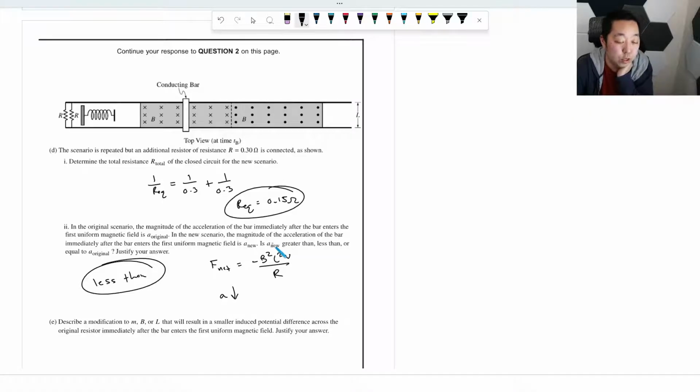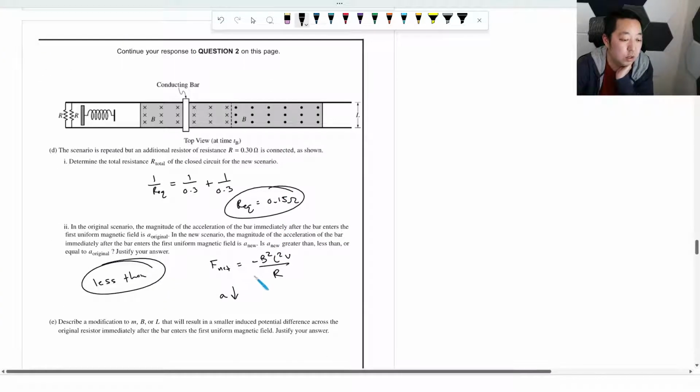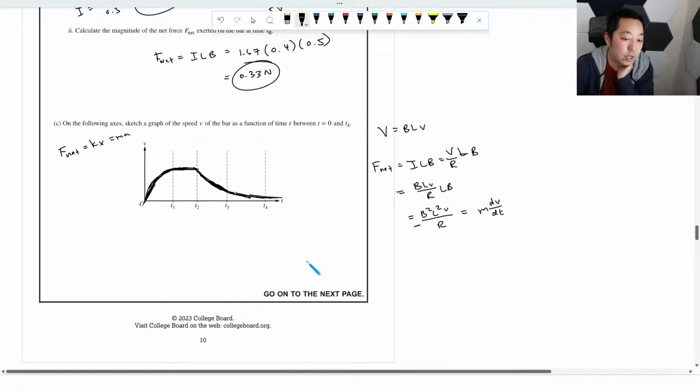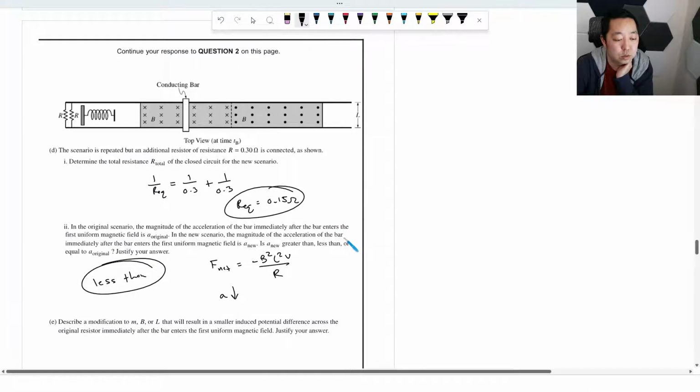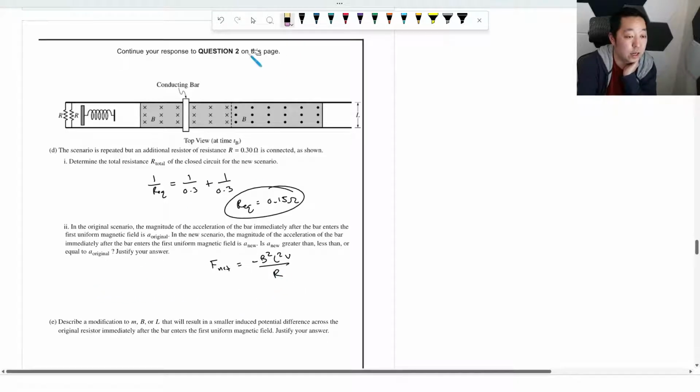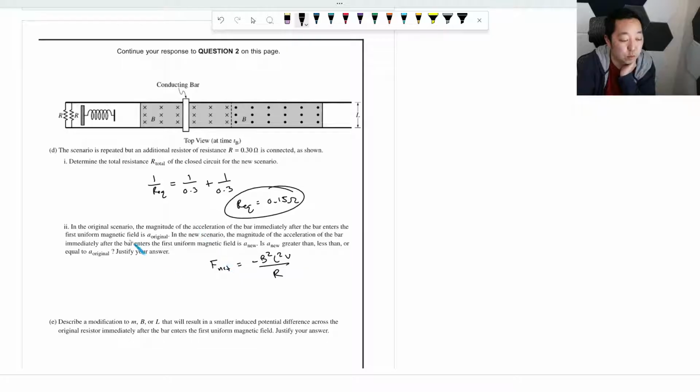You could either point to this derivation, or you could make an argument that the force is ILB, so the current is greater, so the net force is... I don't know why I said less than. My brain's not working. It's greater than, right? Because R goes down, so the net force goes up. R goes down, net force goes up, so A is greater than.